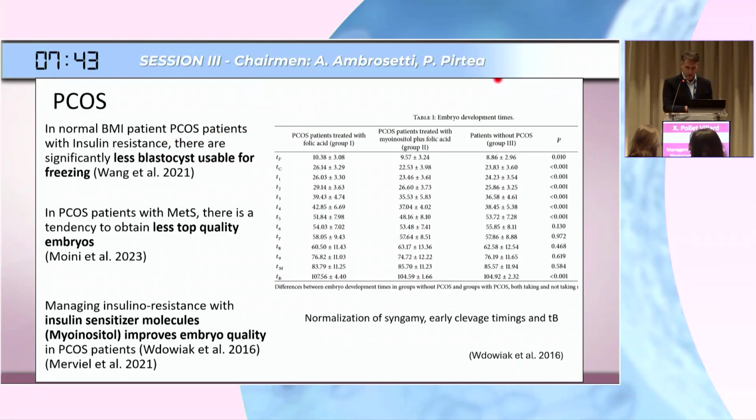And this is the study from Doriak in 2016 showing that especially you have a normalization of syngamy time, early cleavage timing, and also a shortening of the time to blastulation. So again, time-lapse and morphokinetics can give us some insight into what our interventions do, maybe better than morphology alone.